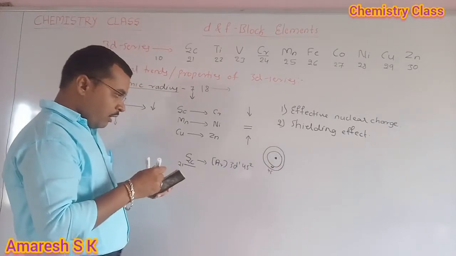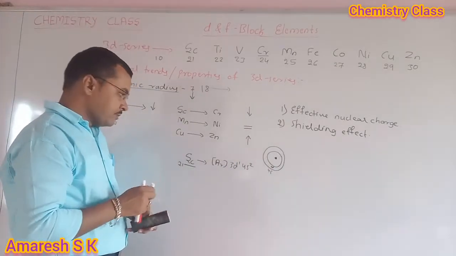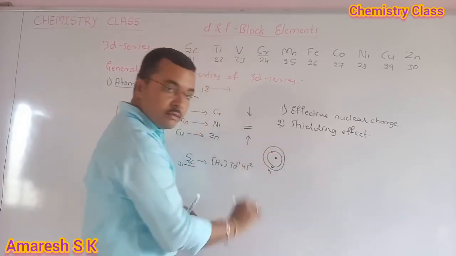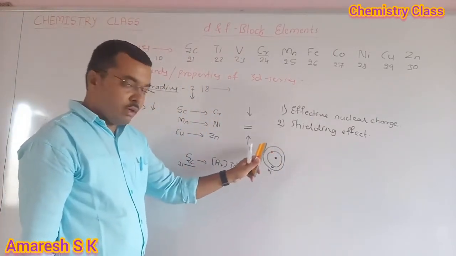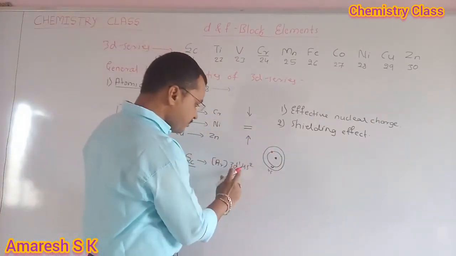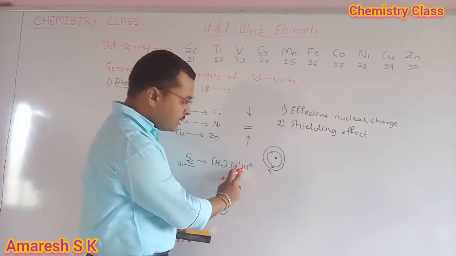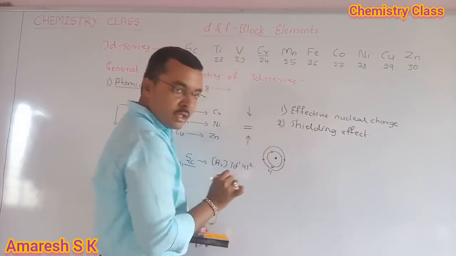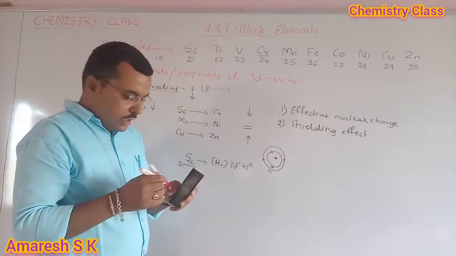Next, we can allot the electrons here. In the 3d series of elements, only one electron is there. In the 4s atomic orbital, two electrons are there.